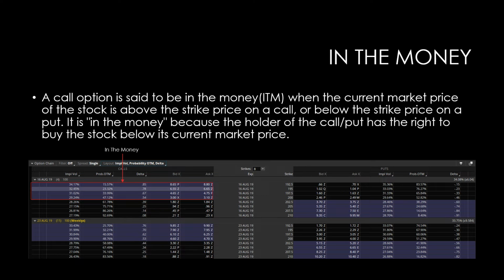In the money. A call option is in the money when the current market price of a stock is above the strike price on a call or below the strike price on a put. It is in the money because the holder of the call or put has the right to buy the stock below its current market price. When looking at the options chain, anything that's highlighted in that purple color is in the money.